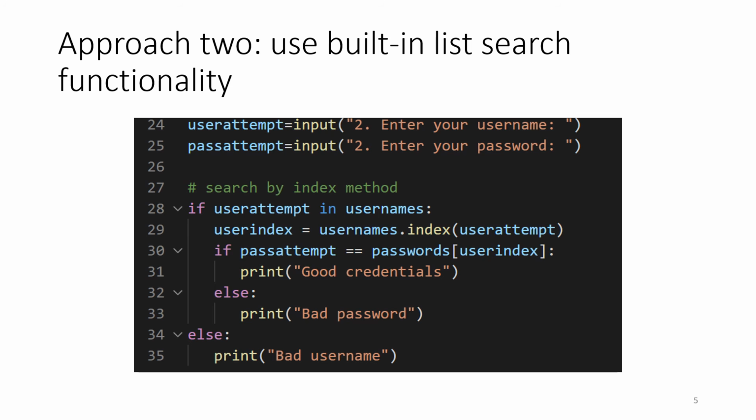So the password attempt is compared to the passwords with the correct index, and if that matches, in 31 we say good credentials, otherwise in 32 we say bad credentials. And then in 34 that else belongs to the if of 28, which asked if the attempted username was in the list of usernames, and if that's false, then in 35 we say bad username.